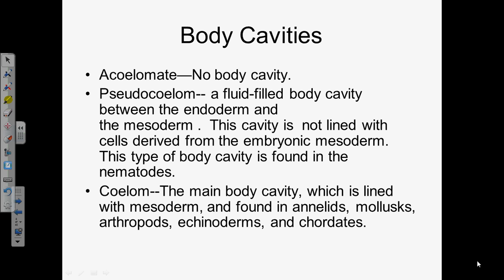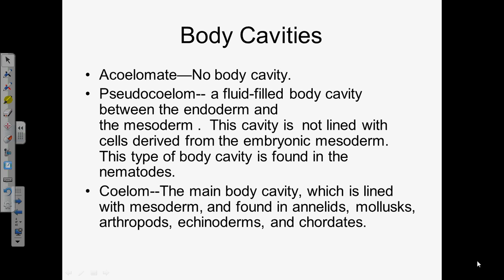There's one phylum of animals, nematodes, that have what's called a pseudocoelom. And that actually means like false coelom, right? False body cavity. It's not really a false body cavity, it's just made differently than the one that other animals have. It forms between two germ layers, the endoderm and the mesoderm.